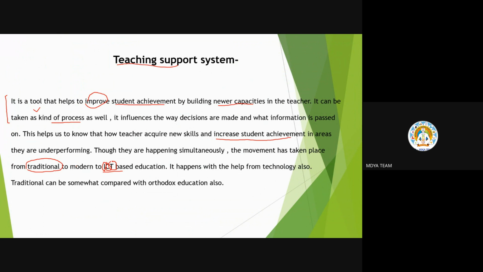It happens with the help of technology also. Traditional can be somewhat compared with orthodox education also. So if in a question they write orthodox in place of traditional, okay, the answer will be the same for the traditional as well as the orthodox. They can be used as synonyms for each other.